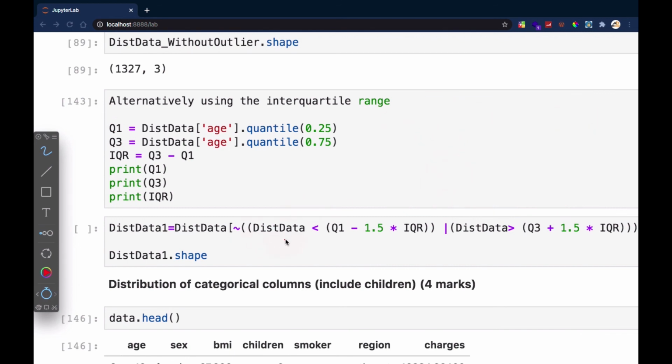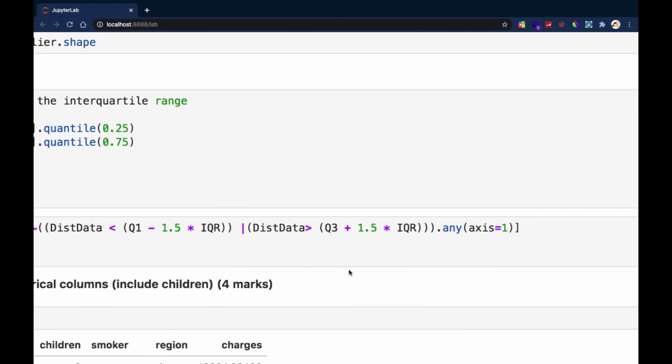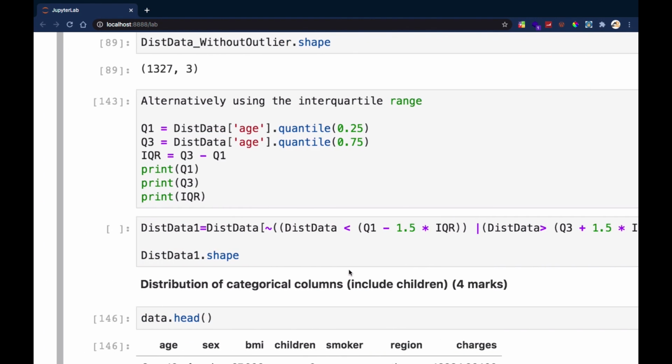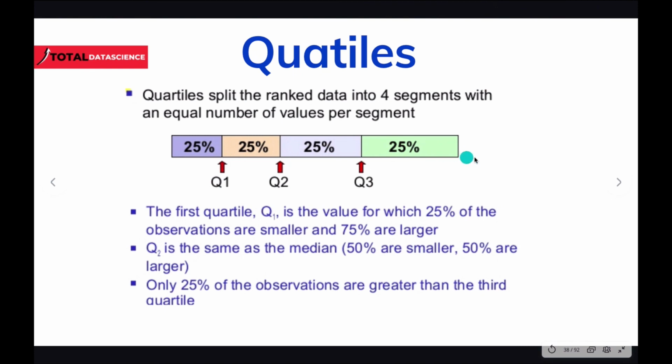So you can see that I'm using that same concept over here to remove the outliers. Okay, so when we come to the lab session, I'm going to explain this step by step for you to understand what is going on over here. All right, so let's go back to what we were doing. Now you know the importance of this box plot and how we are going to use it.